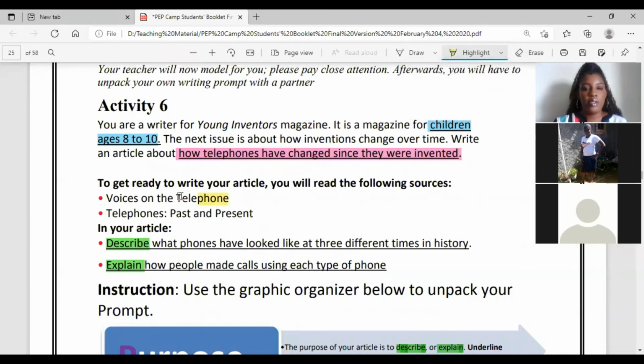So it's telephones here once. We also have telephones here. We have telephones here. This is still referring to phone. And here as well. So that's what the topic, what the article will be about, phones.